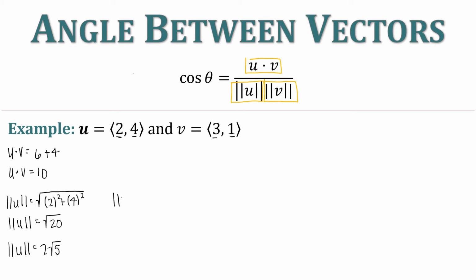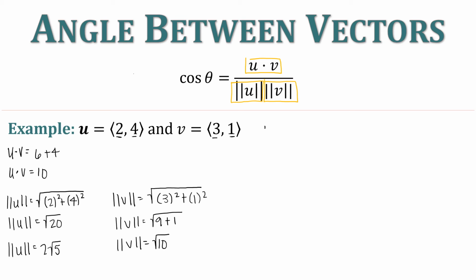Now we need to find the magnitude of v. So remember, I have the square root of my x component squared plus my y component squared. My x component is 3. My y component is 1. So 3 squared is 9. 1 squared is 1. So 9 plus 1 is 10, the square root of 10. The square root of 10 does not break down, so we're going to leave it just like that.